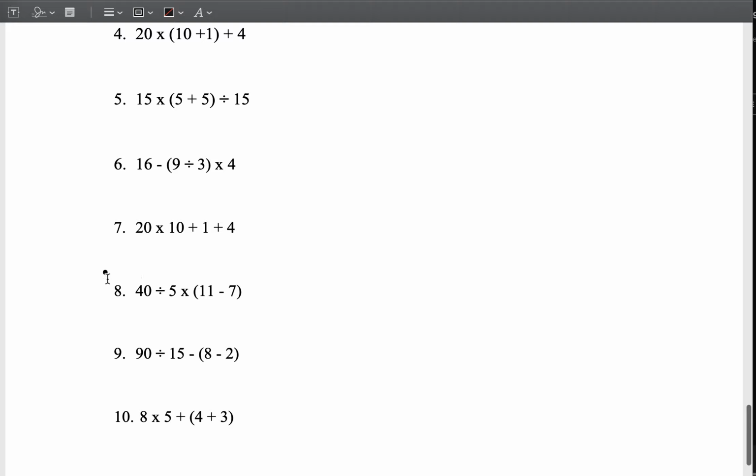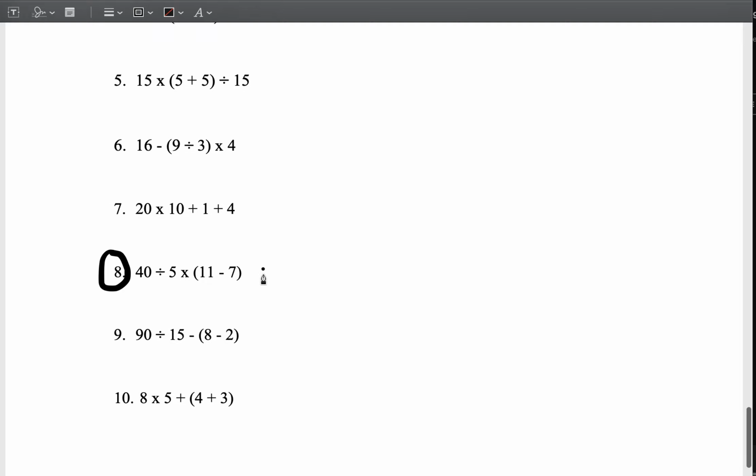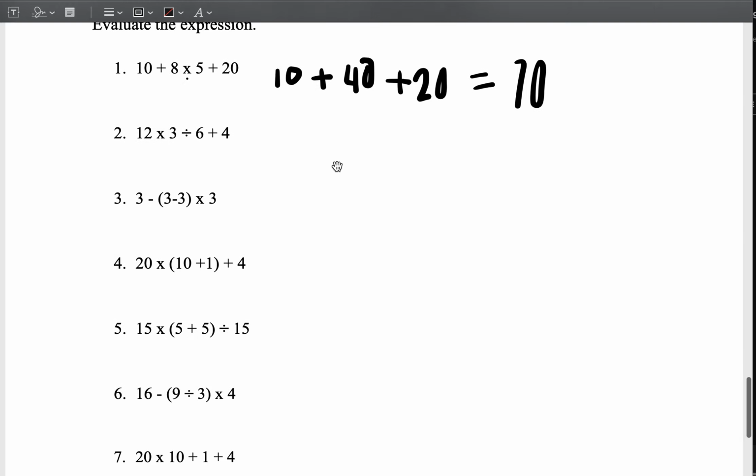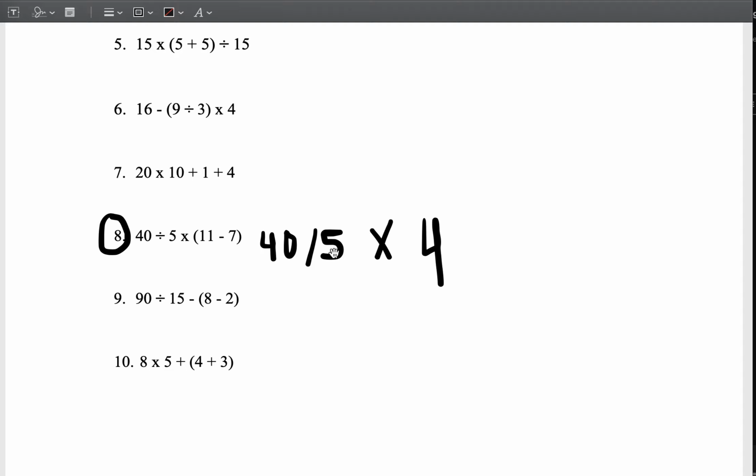Let's do this one. So remember the parentheses is first. So I'm just going to rewrite it again. 40 divided by 5 times 11 minus 7, which is 4. And if you look up, multiplication comes next. You can't do 40 divided by 5 first. You have to do 5 times 4 first. So it'll be 40 divided by 20. Now we all know that 40 divided by 20 is 2. So the answer to number 8 is 2.